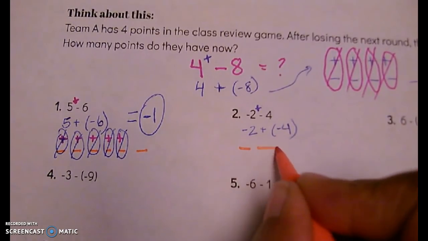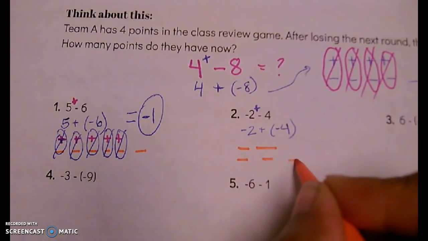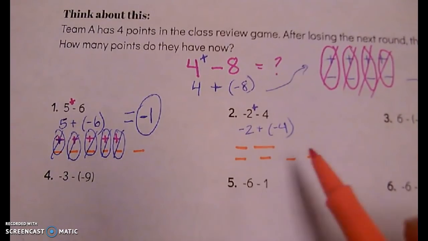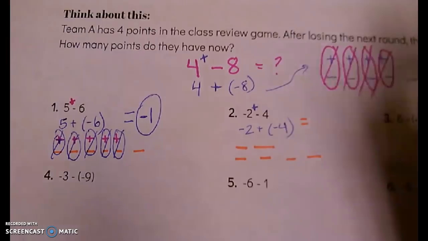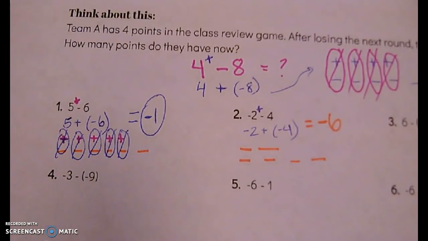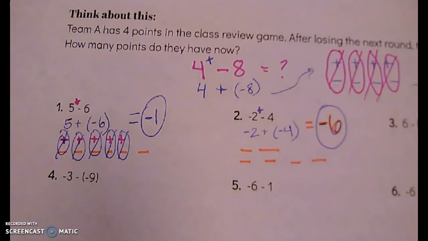I have 2 negatives plus 4 negatives. 1, 2, 3, 4. Do I have any zero pairs? No, I don't. So I count what's left. 1, 2, 3, 4, 5, 6. I have 6 negatives, so my answer is going to be -6. And I'm actually going to do that in my blue pen. Okay? That's going to be my final answer.